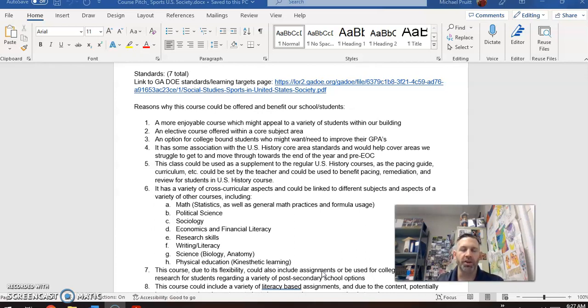You can see on the screen I also have a pitch of ideas of why this course might be something you want to look into. It's an elective course offered in an academic subject, which might mean that it is beneficial for you if you need to increase your GPA a little bit. The target group for this is upperclassmen. That doesn't mean it's exclusive to juniors and seniors, but that's the target area that we're looking for at this point.